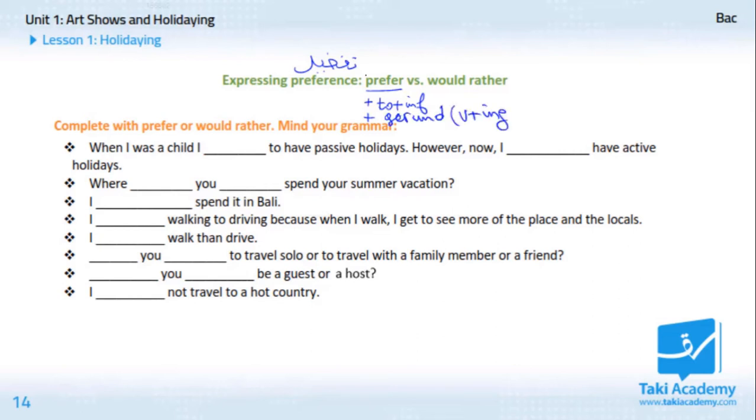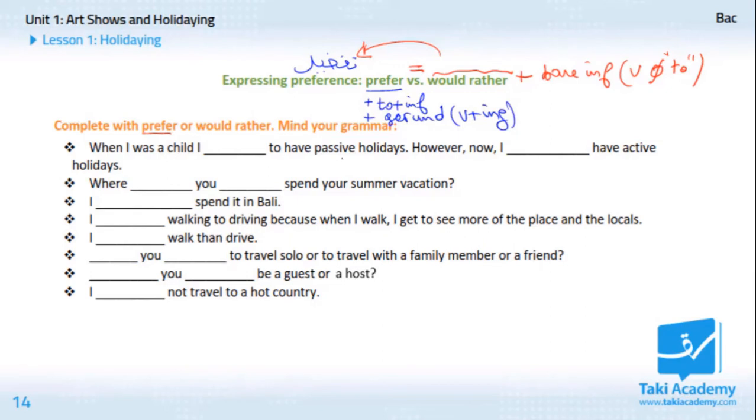Okay, so either you say prefer followed by to infinitive or gerund, or you can use would rather plus bare infinitive, and we said that bare infinitive is verb without to. Prefer and would rather are synonyms, okay? So you can say prefer or would rather. They both express preference.